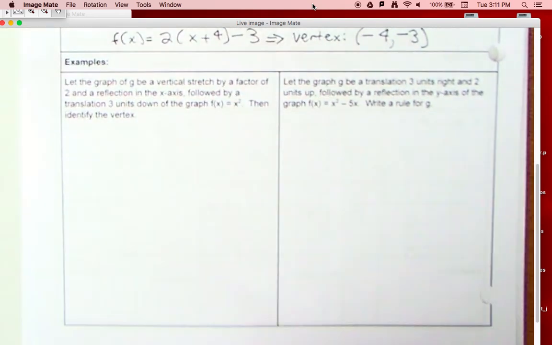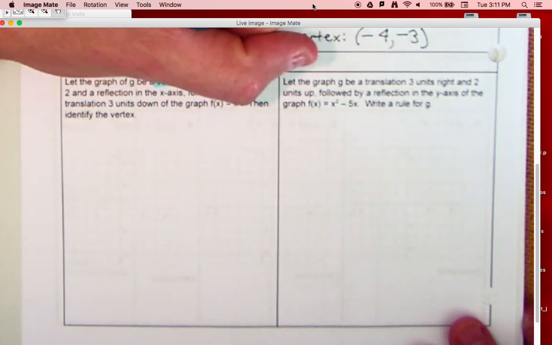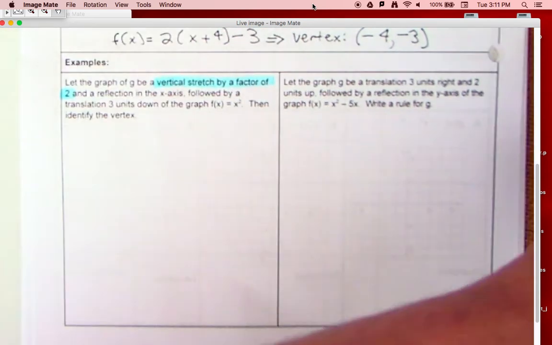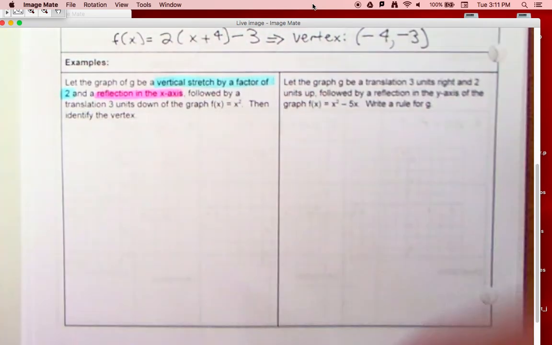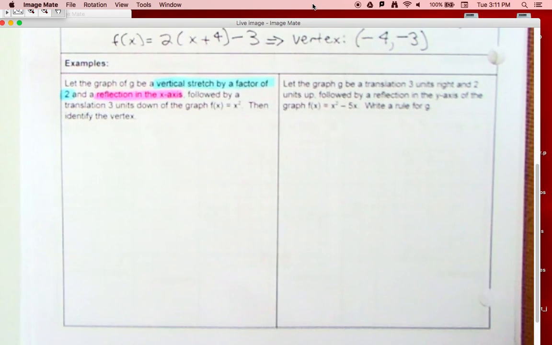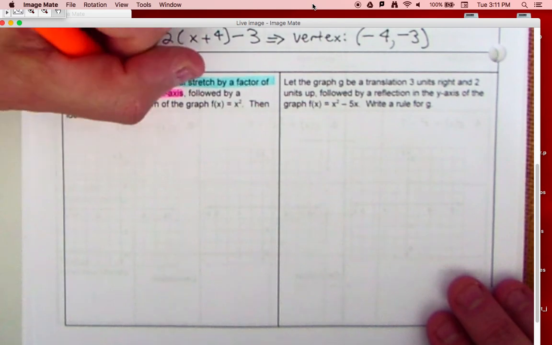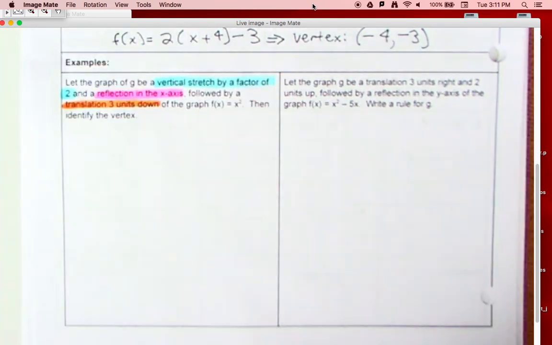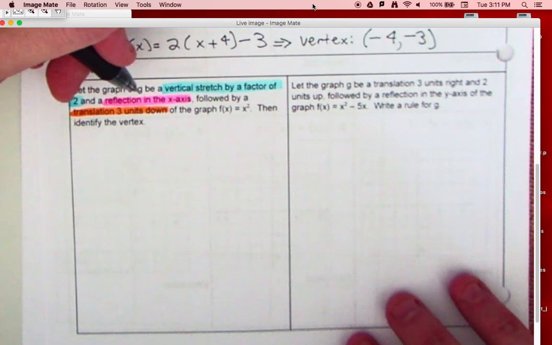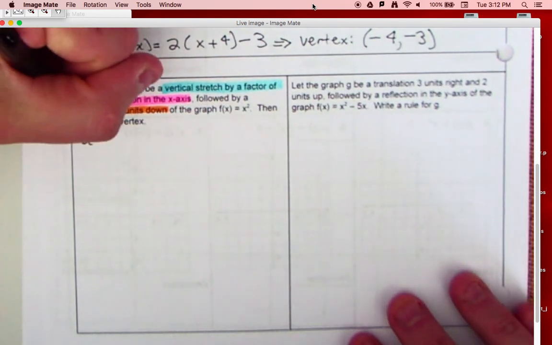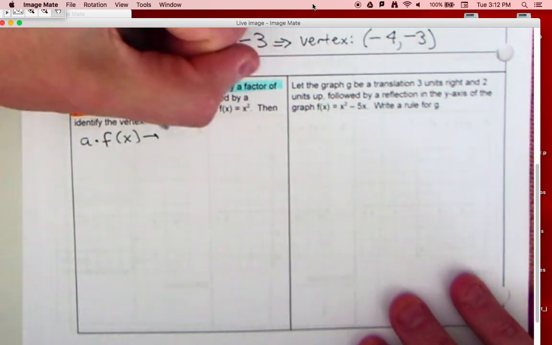All right, so what are we doing in this function here? I'm going to get out my highlighter. And so what all is happening? We've got a vertical stretch of 2. That's one thing that's happening. We've got a reflection in the x-axis. That's another thing that's happening. And we also have a translation 3 units down. So let me mark that up in a third. All right, so what do each of those look like in terms of this page right here? So if we have a vertical stretch, if you remember, a vertical stretch was always the a value times whatever our function was, and we have a vertical stretch of 2.